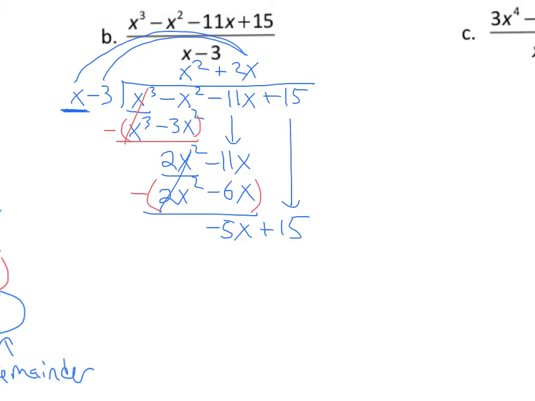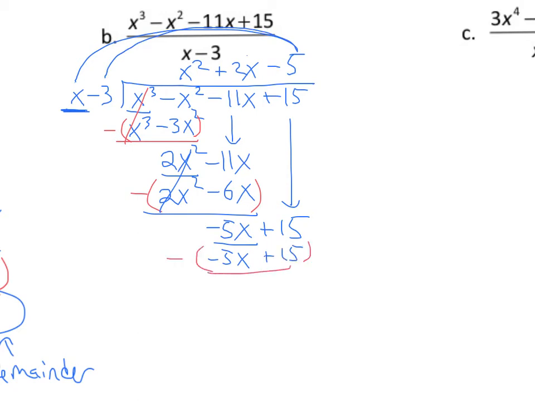Then I divide again. X times what is negative 5x? That would be minus 5. And I distribute, or multiply. So we multiply negative 5 times x, and we get negative 5x. And negative 5 times negative 3 is plus 15. Now we subtract. The minus 5x's cancel. And when you add 15 and then distributing the negative, we get minus 15, we get 0 here.